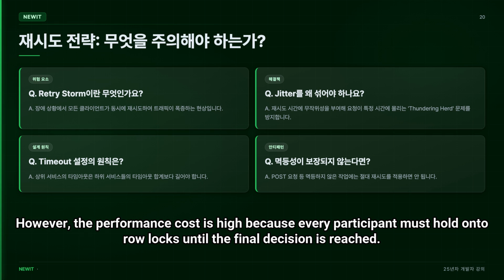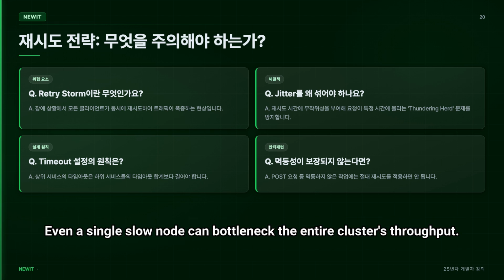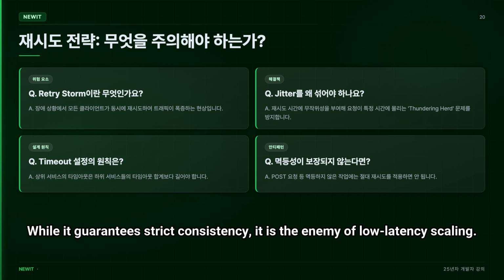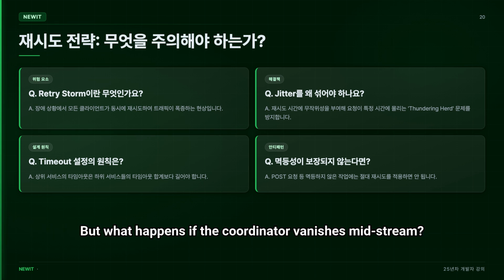However, the performance cost is high because every participant must hold on to row locks until the final decision is reached. Even a single slow node can bottleneck the entire cluster's throughput. While it guarantees strict consistency, it is the enemy of low latency scaling. But what happens if the coordinator vanishes midstream? The system enters a dangerous state of uncertainty.